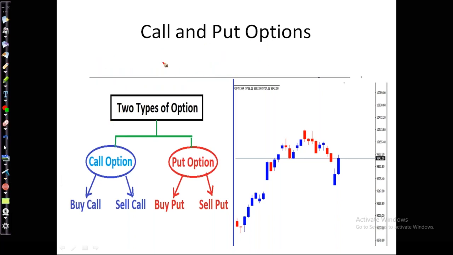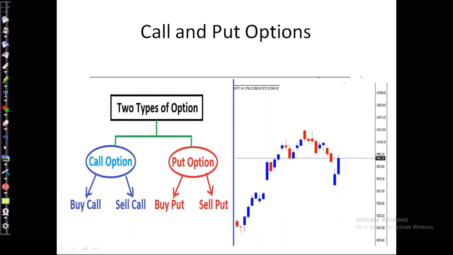Call option and put option. In options, there are two types: call option and put option. In the call option, there are two segments: buy call and sell call. Remember, buy call means we are expecting price will go up and we are buying some strike price. A sell call means we are expecting price will drop from this area.